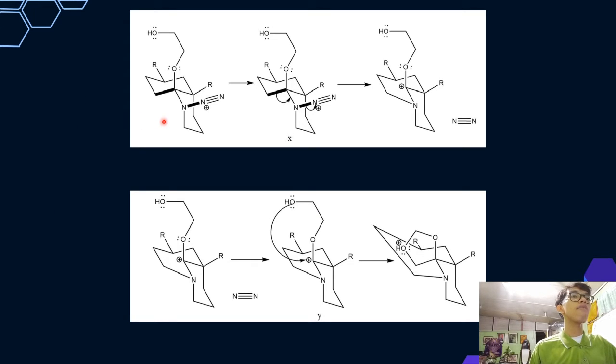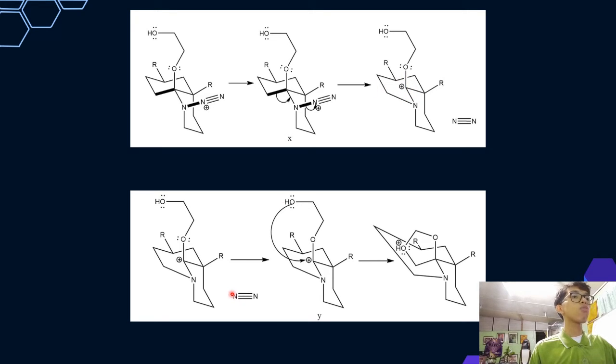So you have here your carbocation, which is anti-periplanar to the N2 leaving group, undergoes a 1,2 methyl shift, alkyl shift rather. So that in turn bonds with the nitrogen, which leads to the leaving of this N triple bond and creates this carbocation. That is step X.